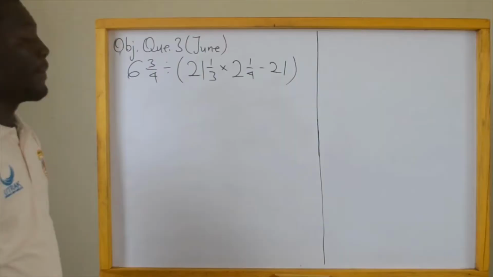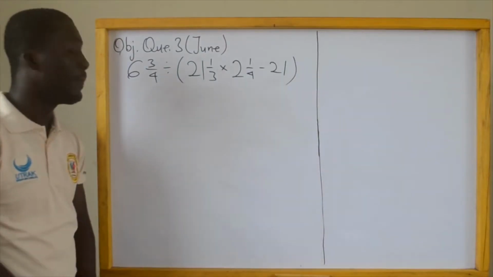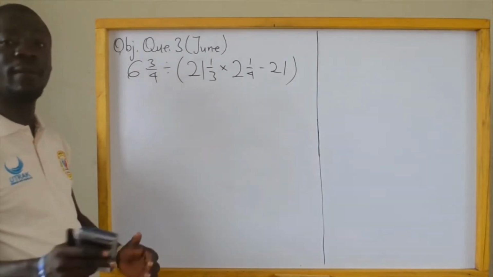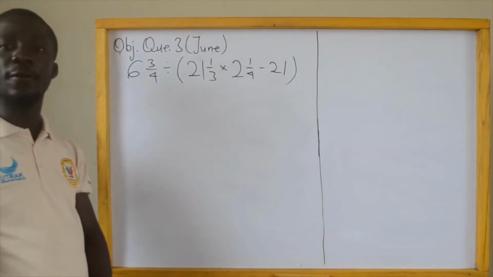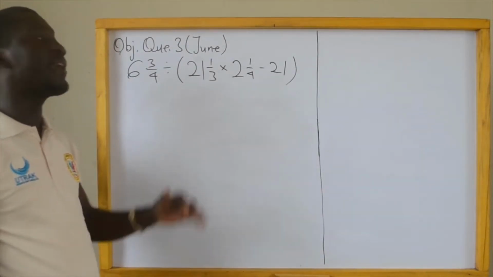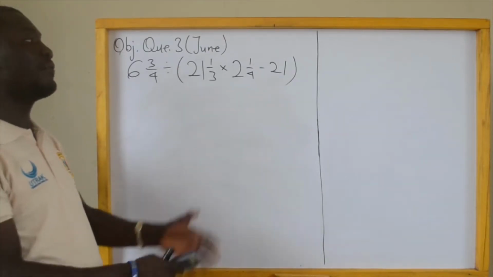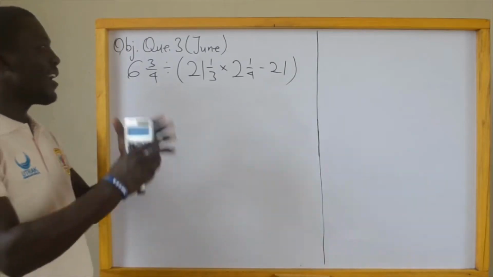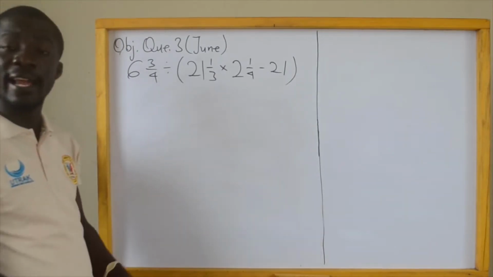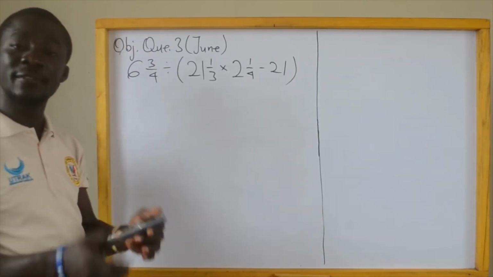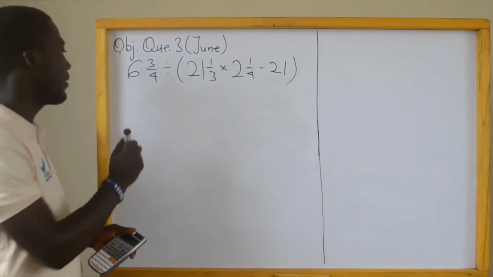Our solution for objective question 3, which also came in June. It says that we should simplify 6 whole number 3 over 4 divided by, in brackets, 21 whole number 1 over 3 times 2 whole number 1 over 4 minus 21. Our first step when we have a question like this is to convert the mixed fractions to improper fractions.